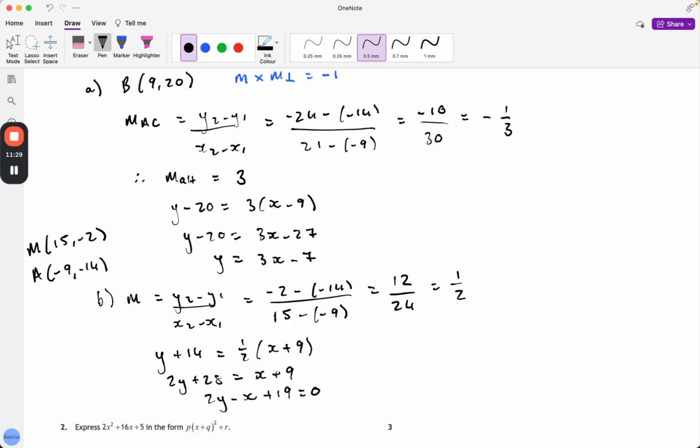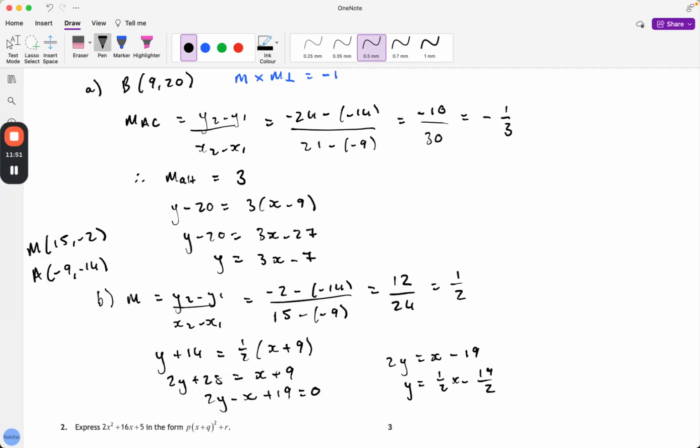And that is equal to 0. Or if you wanted to write it in the other format, you could rearrange as normal, and you would have that 2y equals x minus 19, because you're going to have 9 minus 28, and then you can divide everything by 2 again if you wanted. So you'd have a half x, and you'd have minus 19 over 2 there.